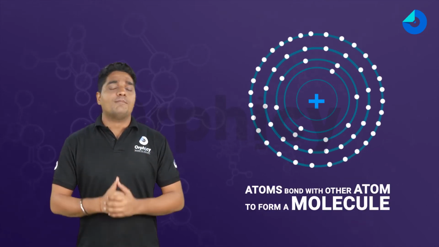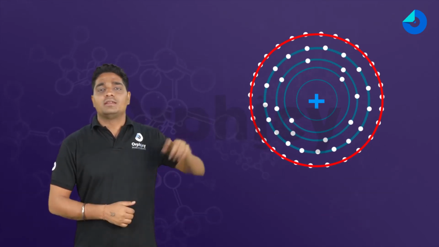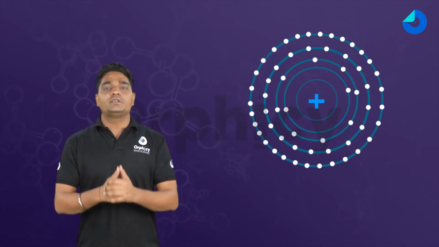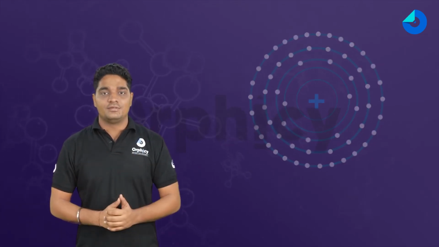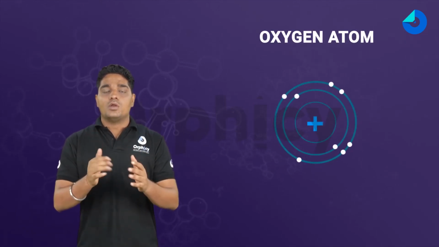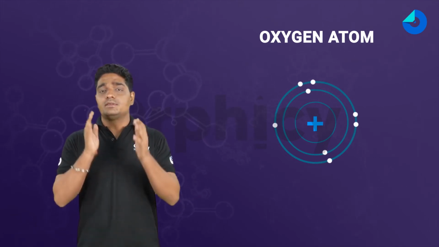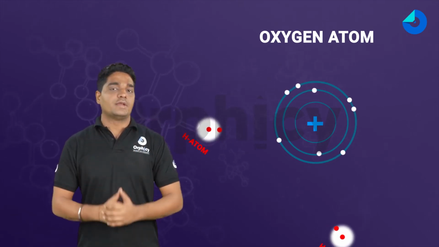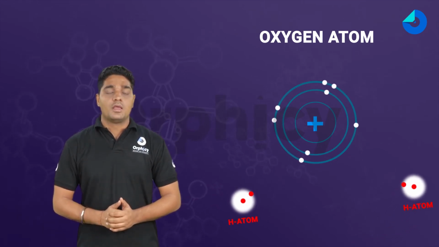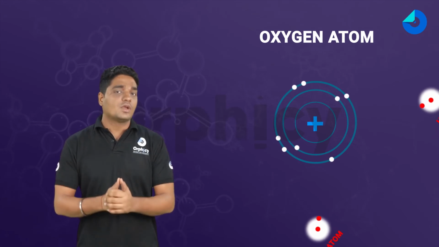Atoms bond or combine with other atoms to form a molecule with the help of these valence electrons in the valence shell. Remember one thing, atoms always keep trying to fill their shell. Take for example the oxygen atom. In its second shell, it can hold up to 8 electrons, but the oxygen atom only has 6 electrons in its second shell. Now here are 2 hydrogen atoms. In their valence shell, they have only 1 electron, but it can hold 2 electrons. So I think they are also looking for electrons.